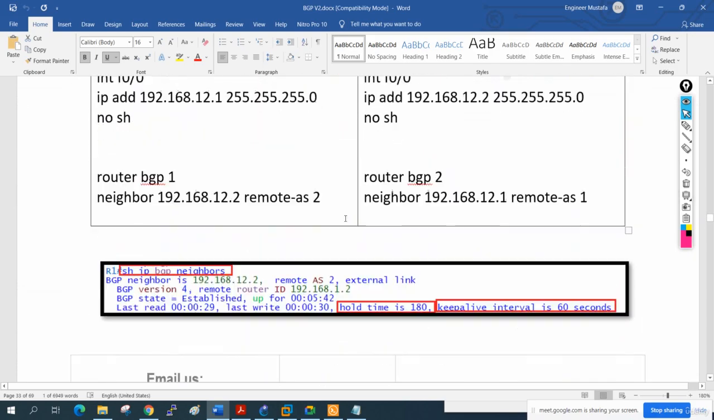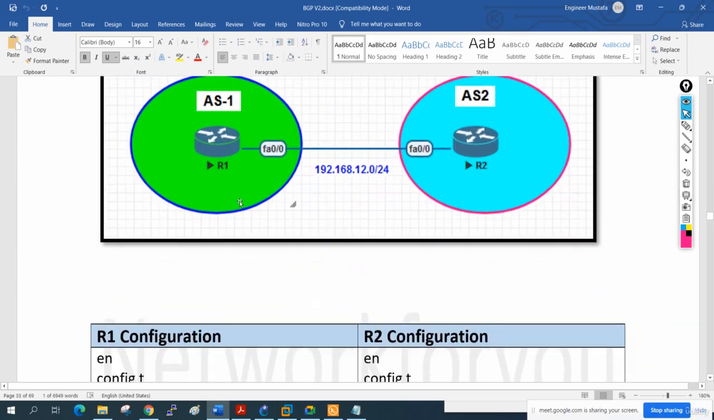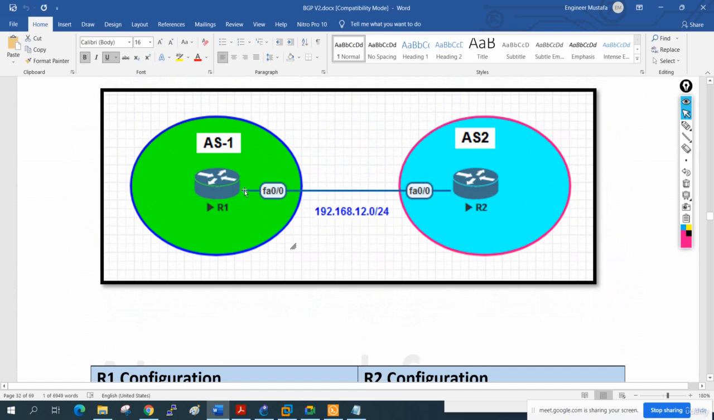If you see here, before we did this, they were directly connected. We did not make the neighborship from the loopback before. Now we are doing it from the loopback, so that's why we need to have reachability. Before, we did not use the loopback; we made the neighborship on the directly connected interface. When directly connected, they have reachability and can ping each other.